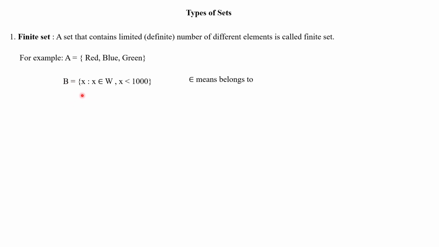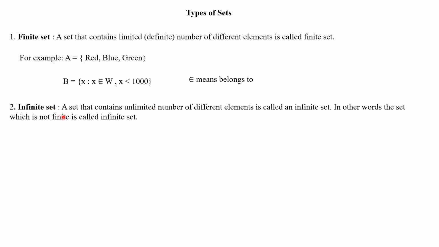The other example I have given, X, the set of all elements of X such that X, this symbol means belongs to, X belongs to whole number, and there is a condition, it should be less than 1000. Okay, so less than 1000 means you have to go till 999. So this is also fixed, it's limited. So these all types of sets come under finite set.